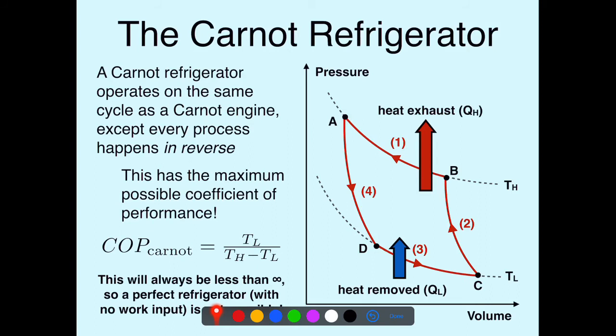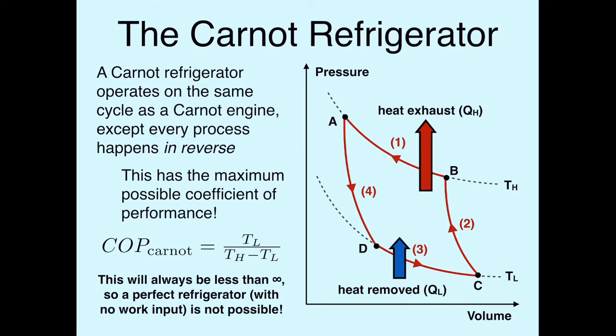So if we start at point A, we have an adiabatic expansion of the gas that takes us to point D, followed by an isothermal expansion, which takes us to point C, followed by an adiabatic compression, which takes us to point B, and then an isothermal compression takes us back to point A. So that's the cycle. It's the same exact cycle as before, but everything is in reverse. And just like the Carnot engine, the Carnot refrigerator has the best possible coefficient of performance. The Carnot engine has the best possible efficiency. The Carnot refrigerator has the best possible coefficient of performance.